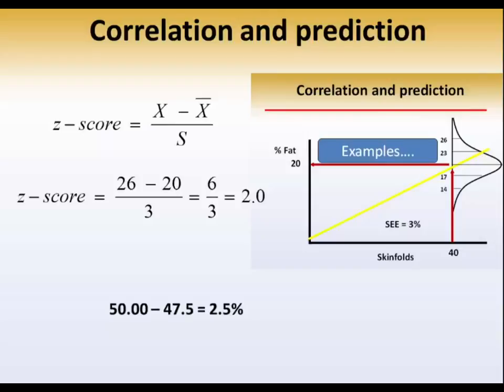Therefore, how likely is it that a person with 40 millimeters of skin fold thickness would have a percent fat of greater than or equal to 26? 50% minus the 47.5 says that the chances are only 2.5% that a person with 40 millimeters of skin fold thickness will have a percent fat of 26 or more.